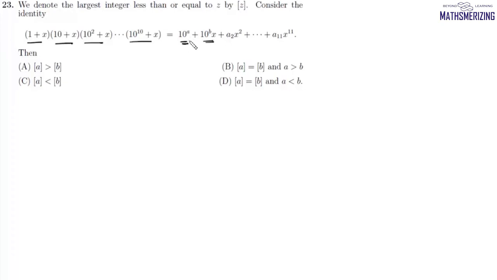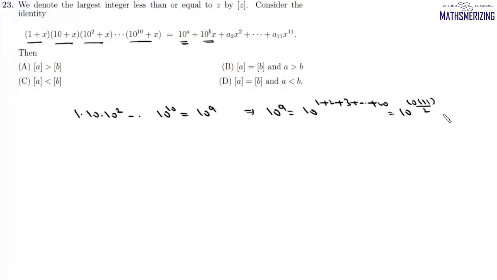Now this 10 to the power a is its constant term, which is 1 into 10 square up to 10 to the power 10, and it'll be equal to 10 to the power a. So we can write 10 to the power a will be equal to 10, 1 plus 2 plus 3 up to 10, which is 10 to the power n into n plus 1 by 2, and it'll be simply 10 to the power 55. So value of a is nothing but 55.